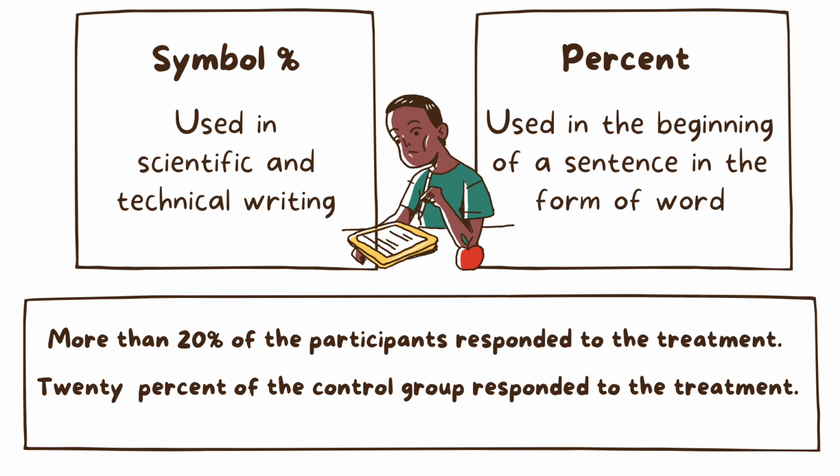And then, yeah, for example, we have: more than 20% of the participants responded to the treatment. We use the symbol here because it is not placed in the beginning of a sentence. And the second one, we have: Twenty percent of the control group responded to the treatment. We use the letter here because it comes in the beginning of a sentence.